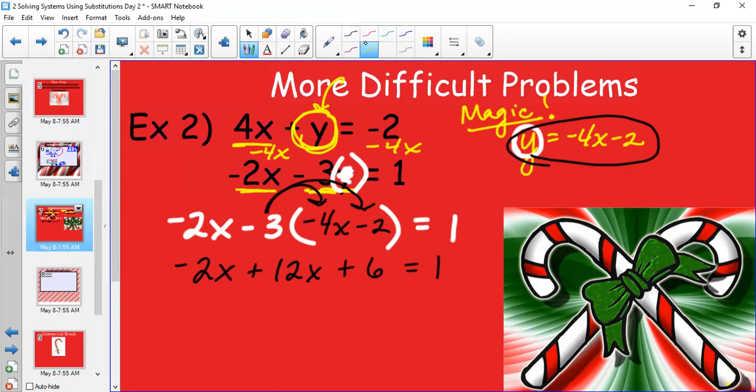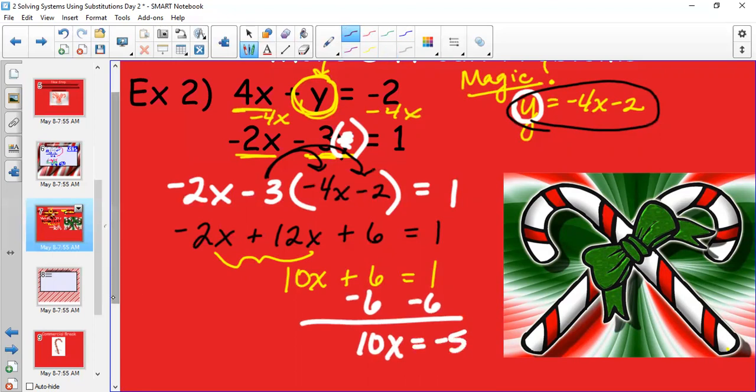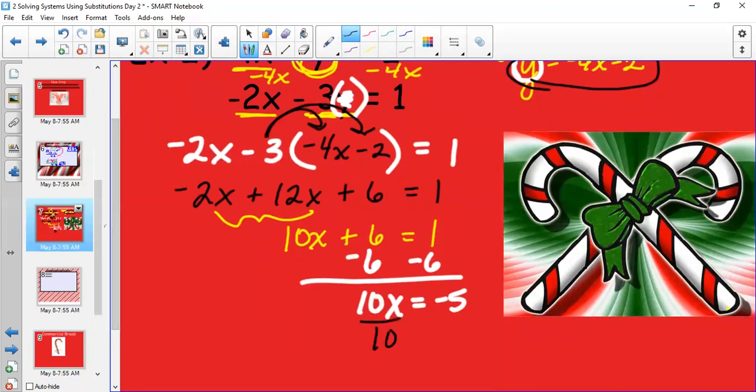All right, so I'm going to continue to solve this equation to figure out what x is. So combine my like terms. That's going to give me 10x plus 6 equals 1. All right, I would then subtract 6 to give me 10x equals -5. And I'm going to last divide by 10 here to give me an answer of -1/2.